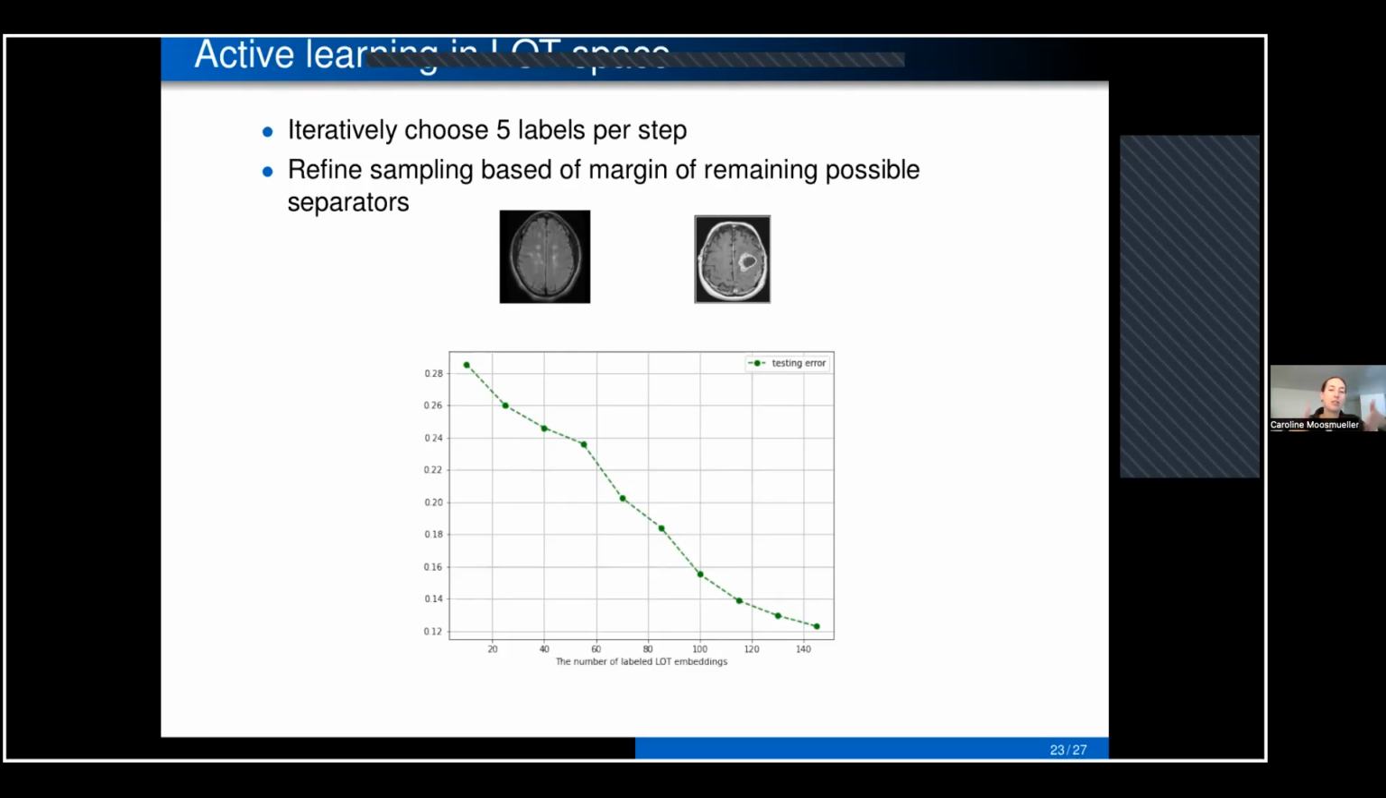So basically it's about trying to figure out the images which are on the margin between all of these linear classifiers. And you can see the testing error goes down pretty fast when we do this kind of thing. And it's really an application that is, hopefully, more interesting. So really trying to figure out, is there a tumor, is there no tumor? Okay, so that's the active learning.